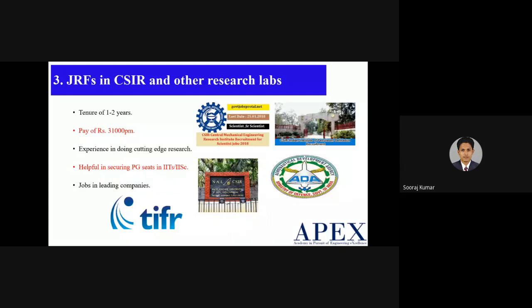Clear GATE, because if your subject knowledge is not good, you are not good anywhere. And if you're writing GATE, you have to start preparing from the second year. Let me tell you, it's not the third year or the final year. If it's the third year or the final year, then also it's fine, but keep in mind it will take 2 to 3 years to prepare for GATE. It is not 6 months. Some people say, sir, 2 months is enough for GATE.